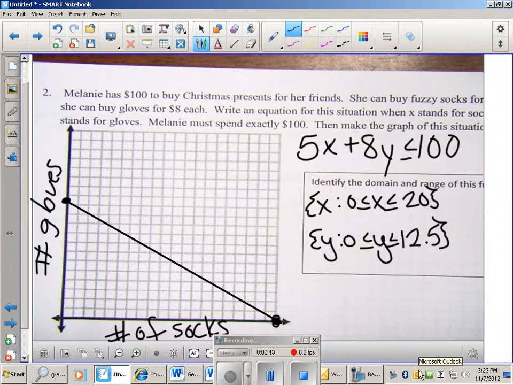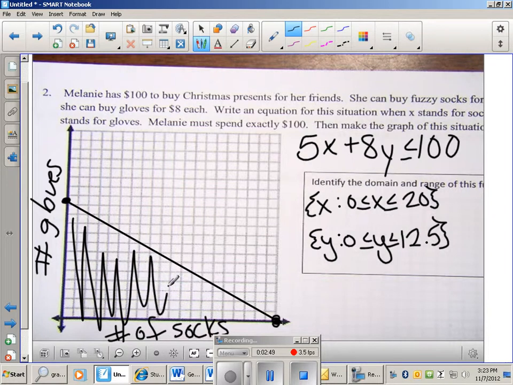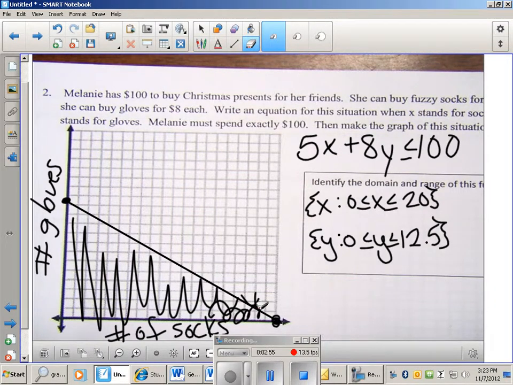Now we have an inequality, and now all of these values that are underneath the line, I got to go back and erase. These are not part of my solution, but all of the points that are underneath the line are now solutions to the inequality.